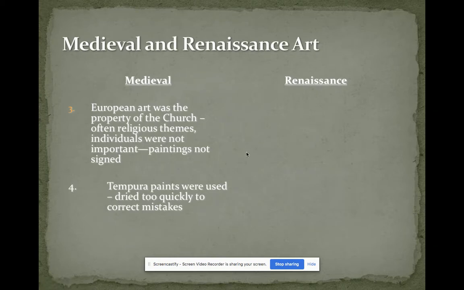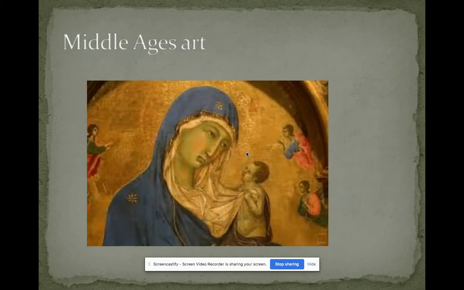Medieval art was mostly commissioned by the church. So the church was paying for a lot of the arts. So the church was able to control what was being produced. Renaissance will focus on that.